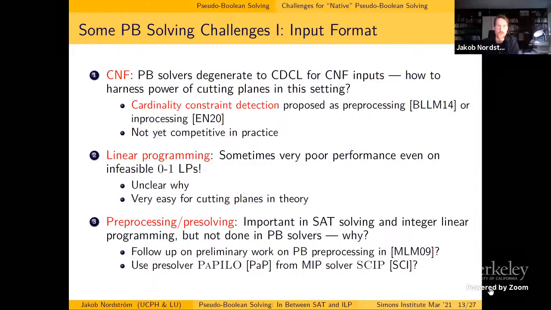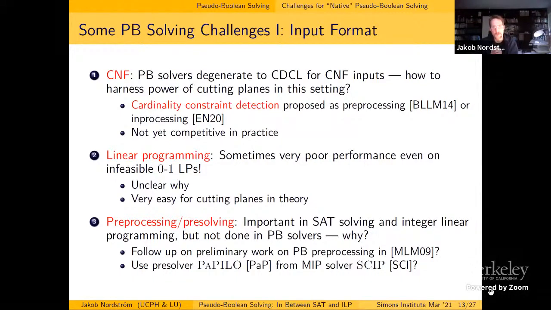So if you're going to use a pseudo-Boolean solver, you have to pay attention to your encoding. Don't use the CNF encoding. If your problem is really a CNF problem, then you probably shouldn't be using a pseudo-Boolean solver. Another problem is that even if you get a nice encoding, we do have examples of 0-1 integer linear programs where even the linear relaxation is infeasible, so you don't need any Boolean reasoning to decide that there is no solution. Just linear programming is enough, and this should be very easy for cutting planes reasoning, and still solvers take forever. This is another very annoying fact.